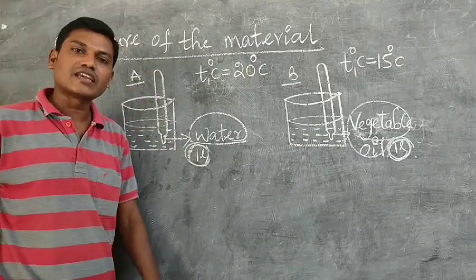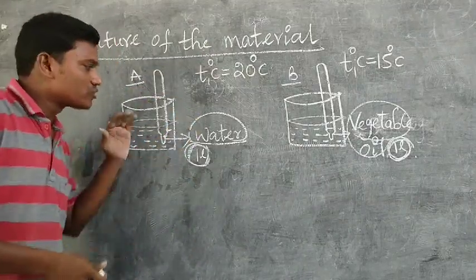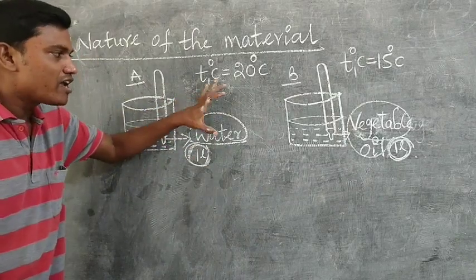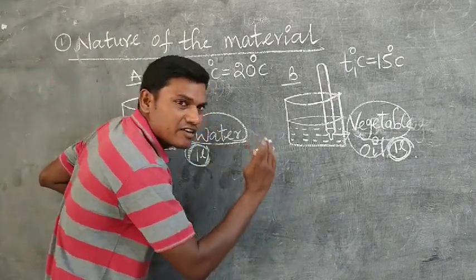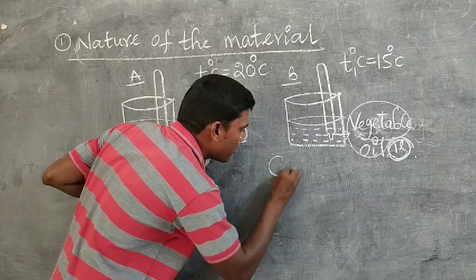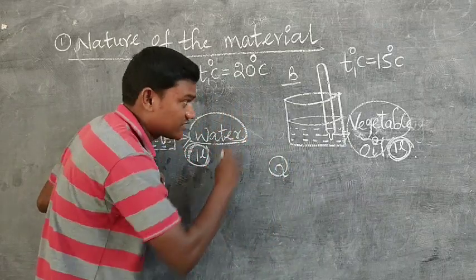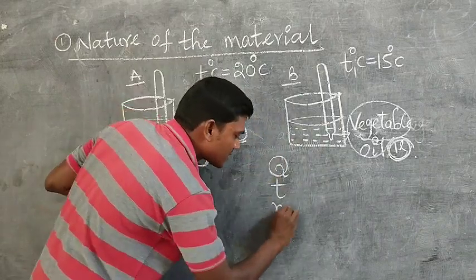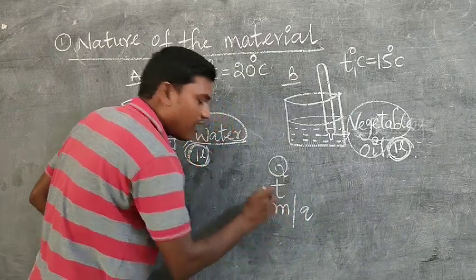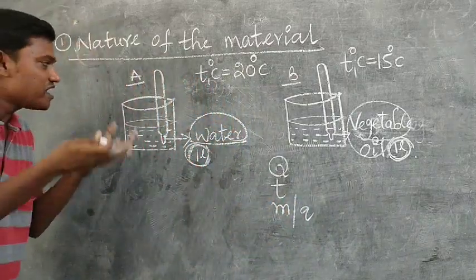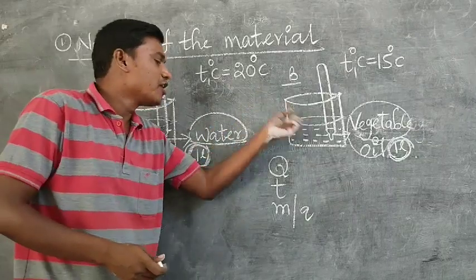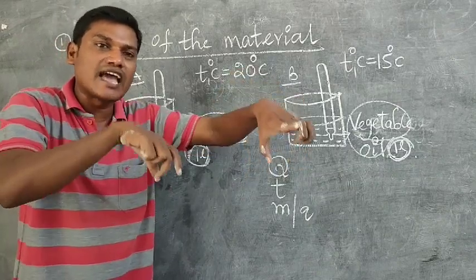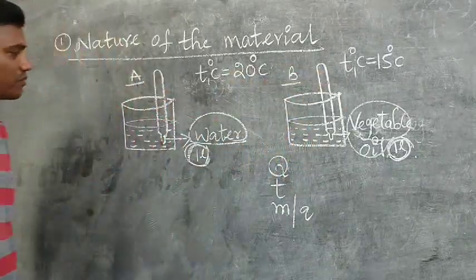Why the same capacity of gas burners? Because the two vessels are heated for the same time. Here we are considering three factors as constant: the supplied heat energy Q is constant, time is also constant, and mass or quantity is constant. That's why the supplied heat energy for vessels A and B must be kept constant. Due to that, we selected the same capacity of gas burners, which give the same energy. That is the meaning of that.